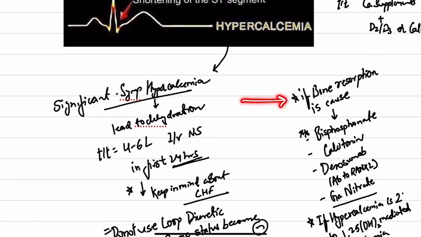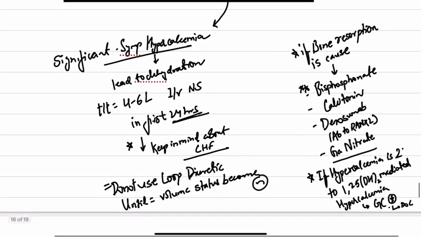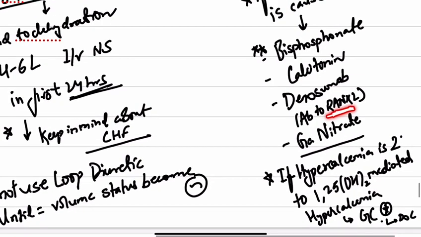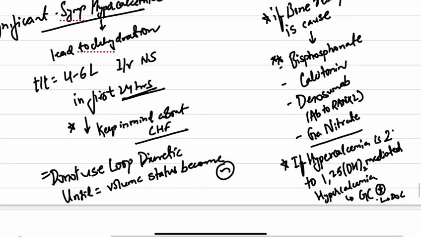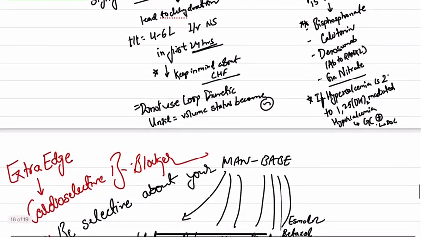In a hypercalcemia case, if bone resorption is the cause, we have to give bisphosphonate. That is most important, I think the drug of choice, or calcitonin, or denosumab. Denosumab is a RANK ligand inhibitor, an antibody to RANK ligand. Gallium nitrate is also used. If hypercalcemia is secondary to 1,25-dihydroxy vitamin D mediated, you have to give glucocorticoid.